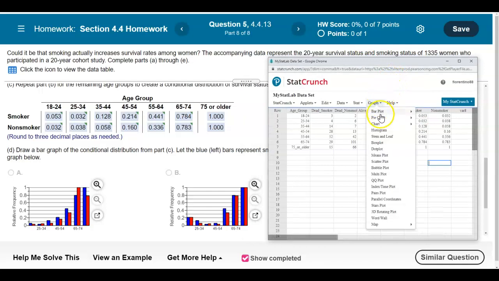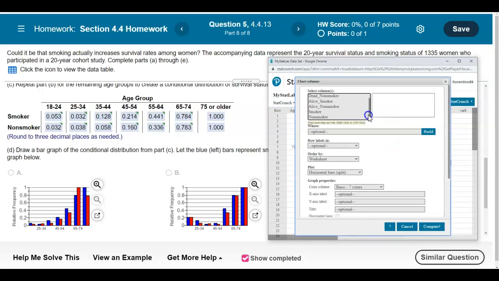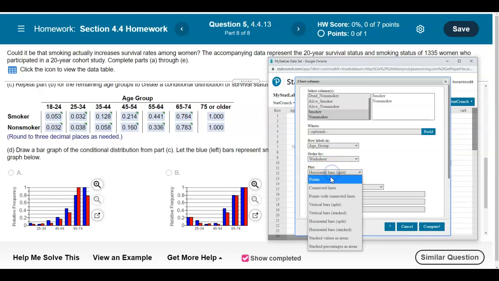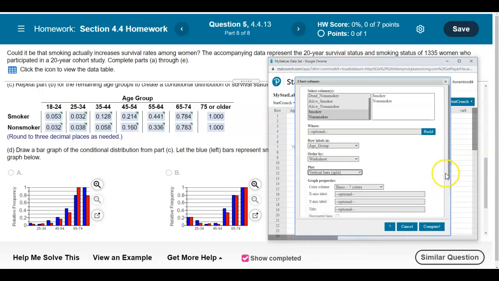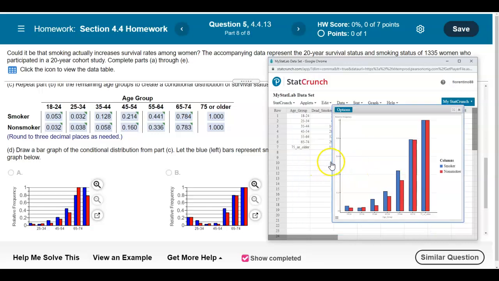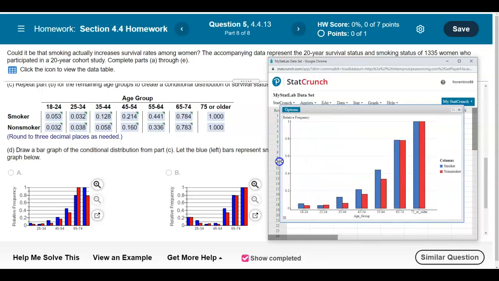Okay, and now what we're going to do is create a bar graph. We're going to go to graph, select chart, and then go to columns. Now the columns that we want to put over here are the smoker and the non-smoker, and we want the row labels to be the age group. We want to make sure that we don't have horizontal bars, we have vertical bars that are split. Okay, and then we also want to make sure that the y-axis is labeled with relative frequency, and then let's use horizontal lines. And then select compute. And so therefore there is our bar graph.